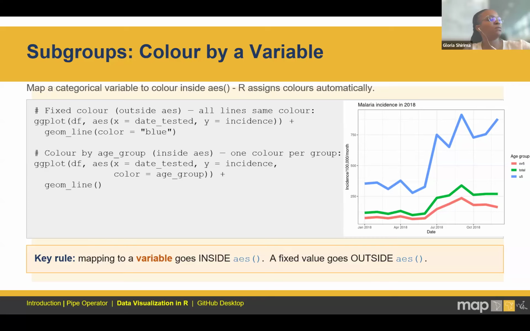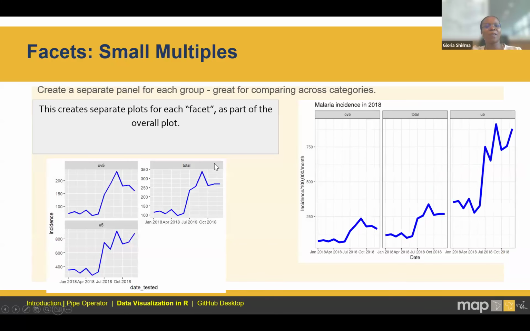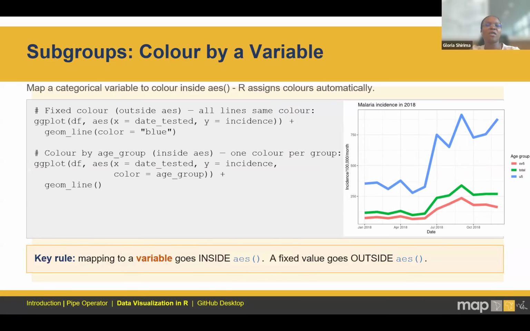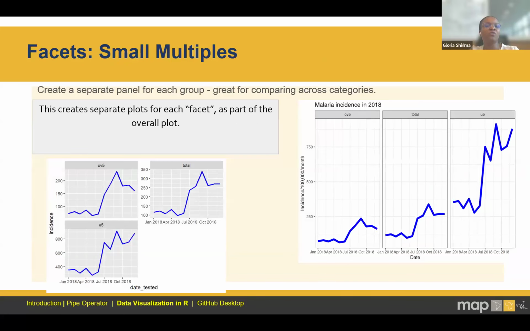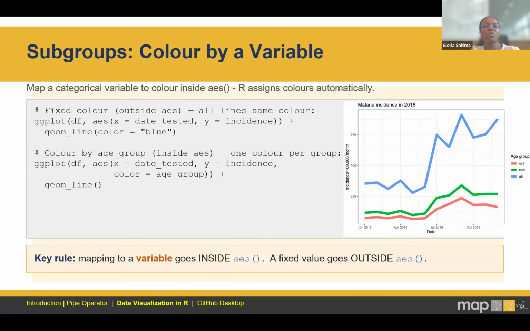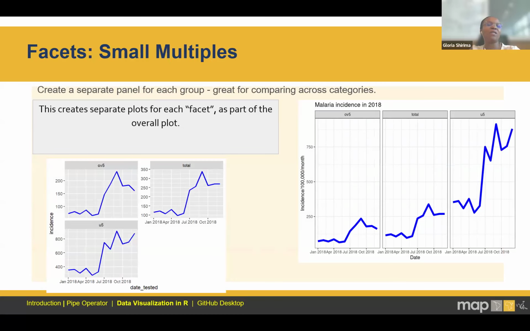Another thing is, because we have all 3 lines in the same graph, we can say we want to keep them separately, each in a separate graph, and visualize them together. There is a function called facet. It's a feature that lets us create separate plots on each facet as part of the overall plot. So instead of having all 3 lines as we do here, for the total, under 5, and over 5, you can say, I want under 5 by itself, over 5 by itself, and the total by itself.